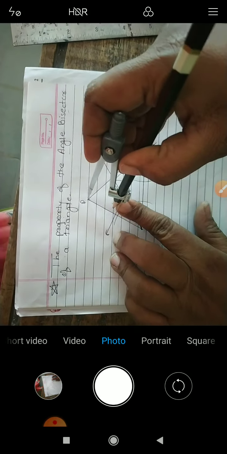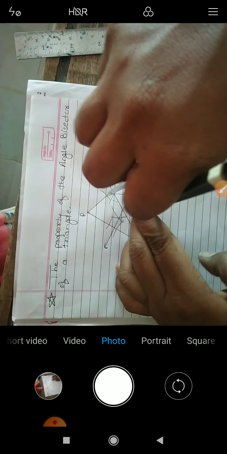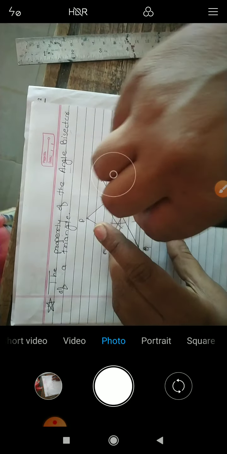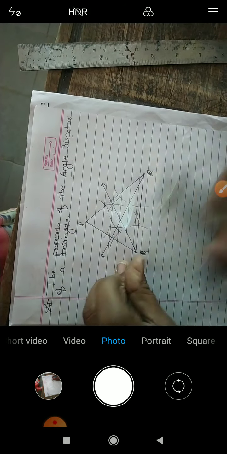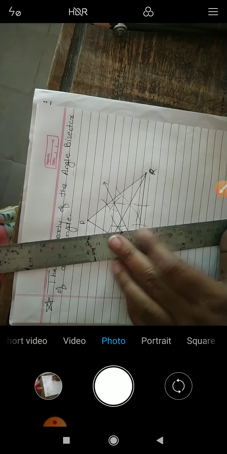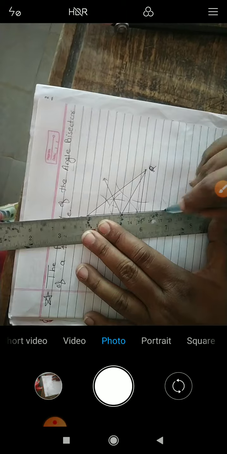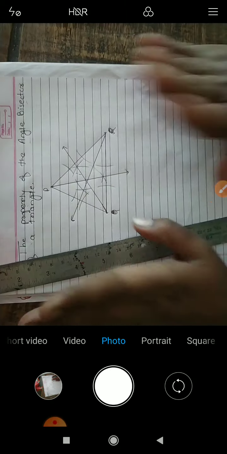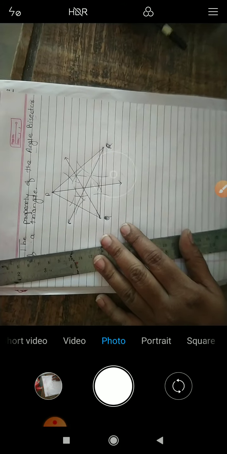Take a sufficient distance in the compass. Draw the arcs which intersect the sides of the angle. Okay, from this we have to take the distance. If you change the distance, okay, if not, then also okay. And then draw the line passing through P and the point of intersection of these two arcs. Now we got the angle bisectors for angle P, angle Q, and angle R.